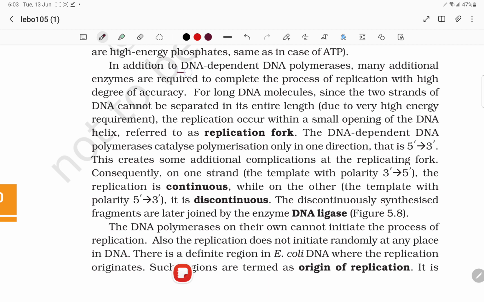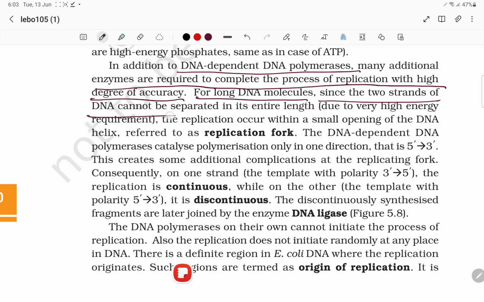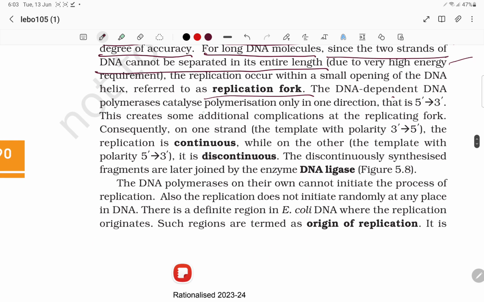In addition to DNA dependent DNA polymerase, many additional enzymes are required to complete the process of replication with a high degree of accuracy. For long DNA molecules, since the two strands of DNA cannot be separated along the entire length due to very high energy requirement, the replication occurs with a small opening of the DNA helix. We call that the replication fork. The DNA dependent DNA polymerase catalyzes the polymerization only in one direction, 5' to 3'.